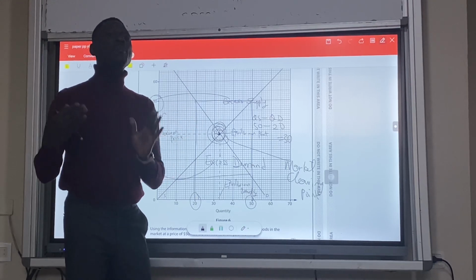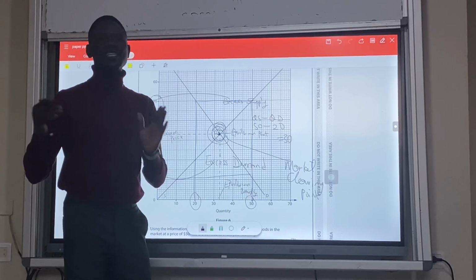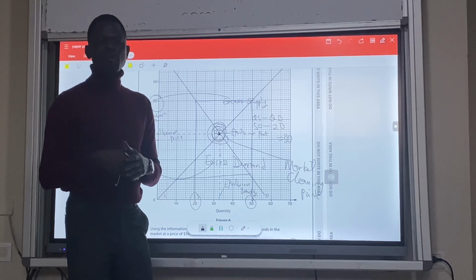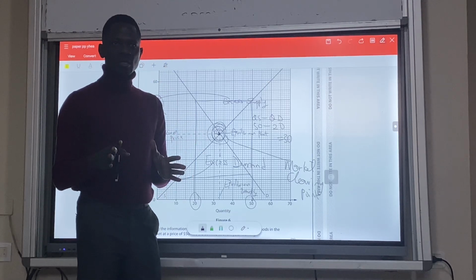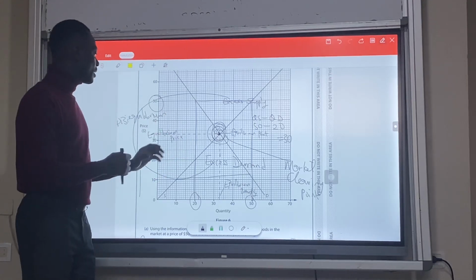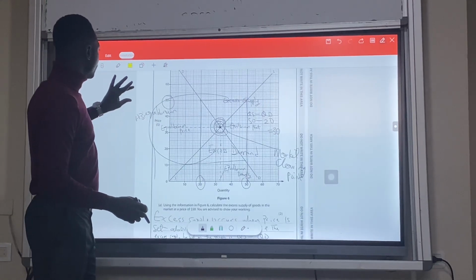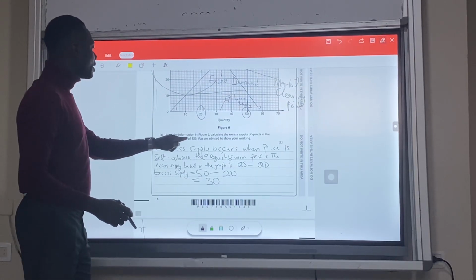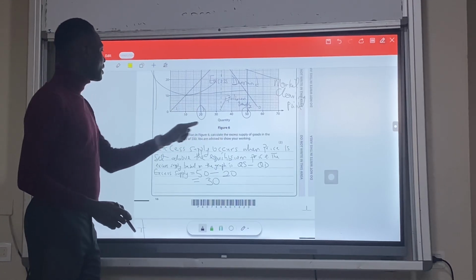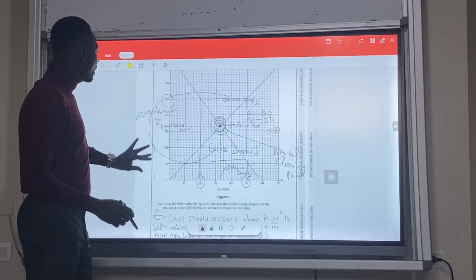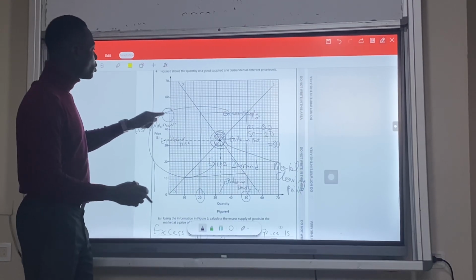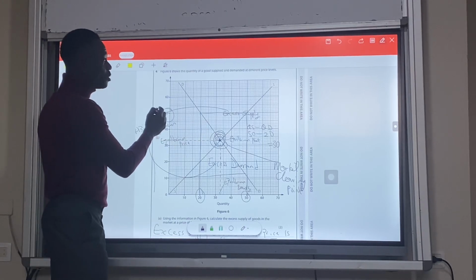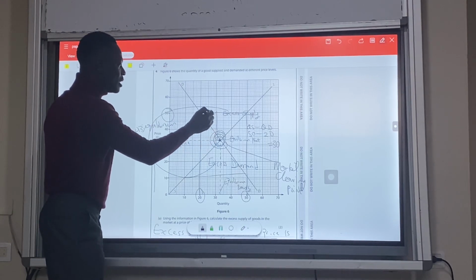Now, changes will happen because change is the only constant in life. So we are expecting to see more supply or more demand, but this will be based on different situations. Let's assume, based on the question, they said: using the information in figure 6, calculate the excess supply of goods in the market at a price of $50. Now let's look at the price of $50. The price of $50 means the price is set above the equilibrium price.